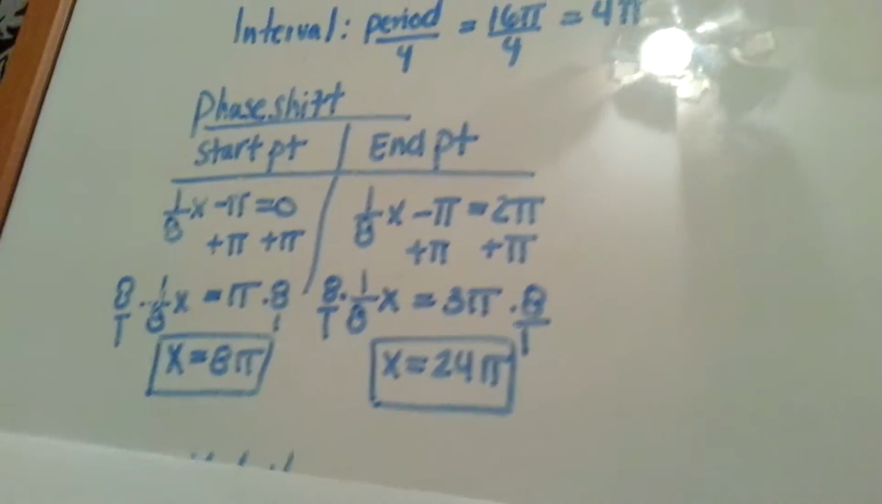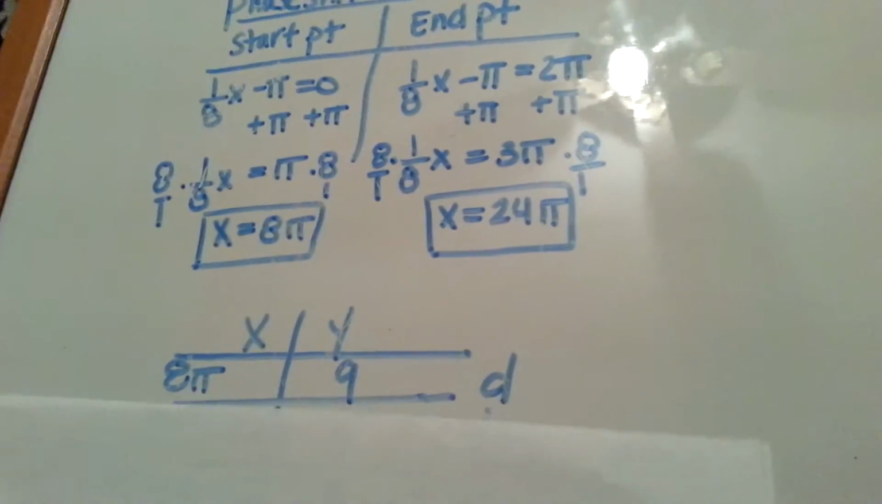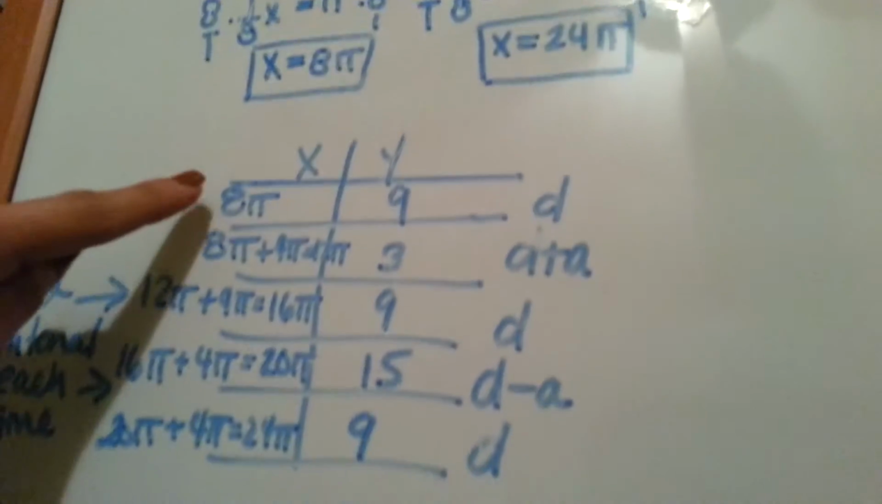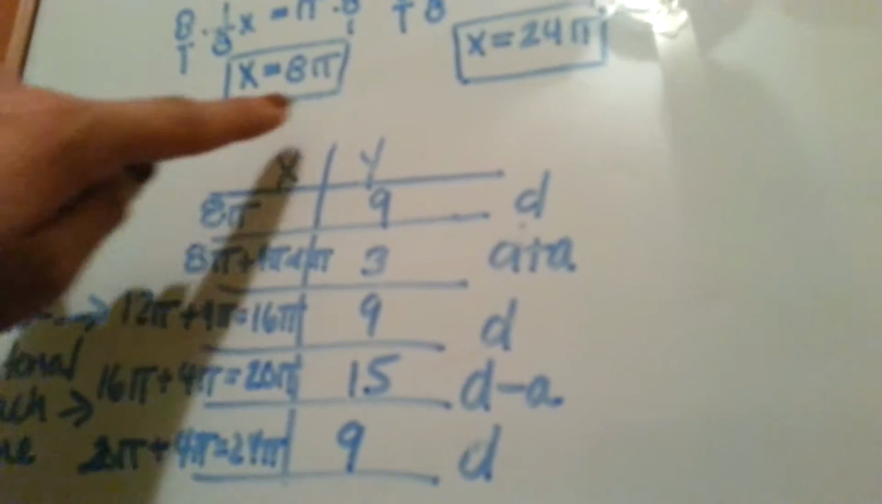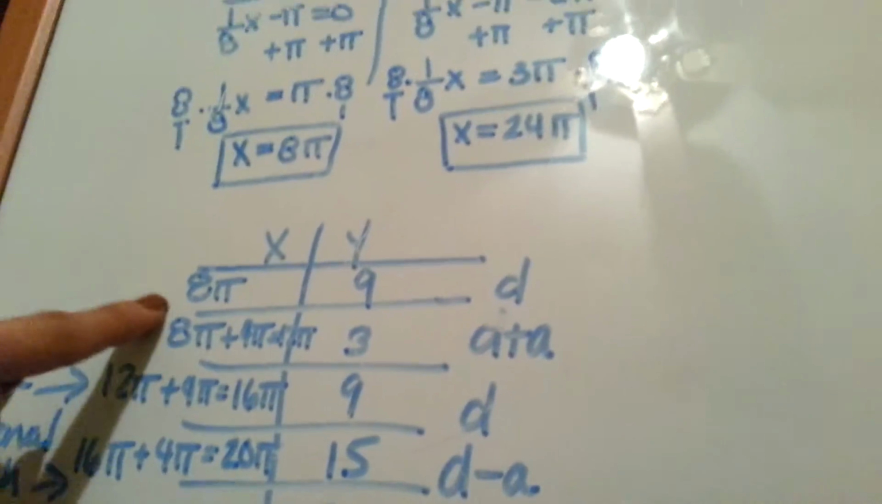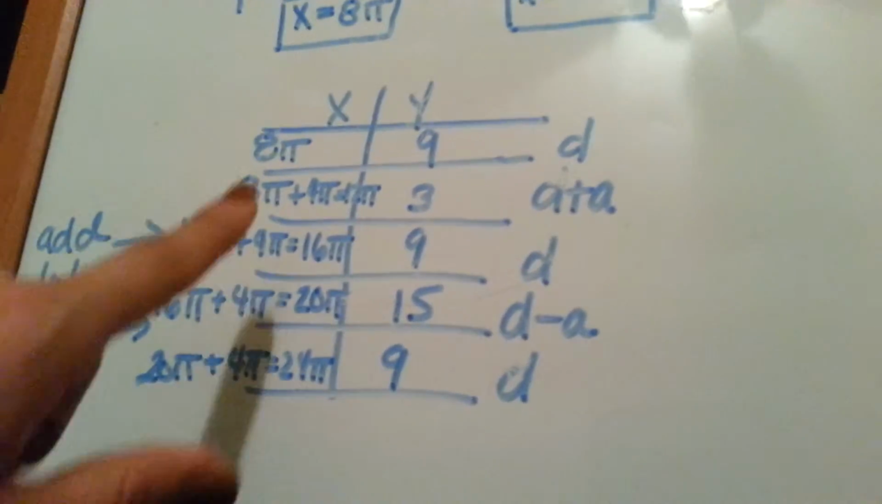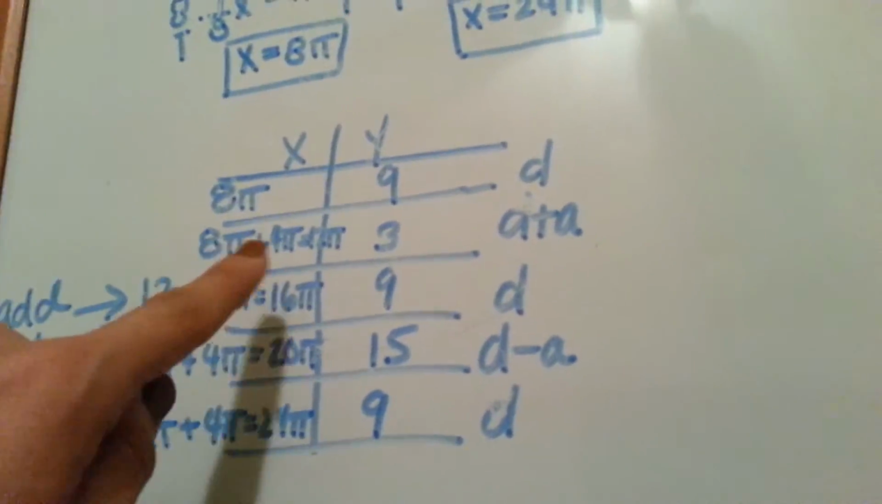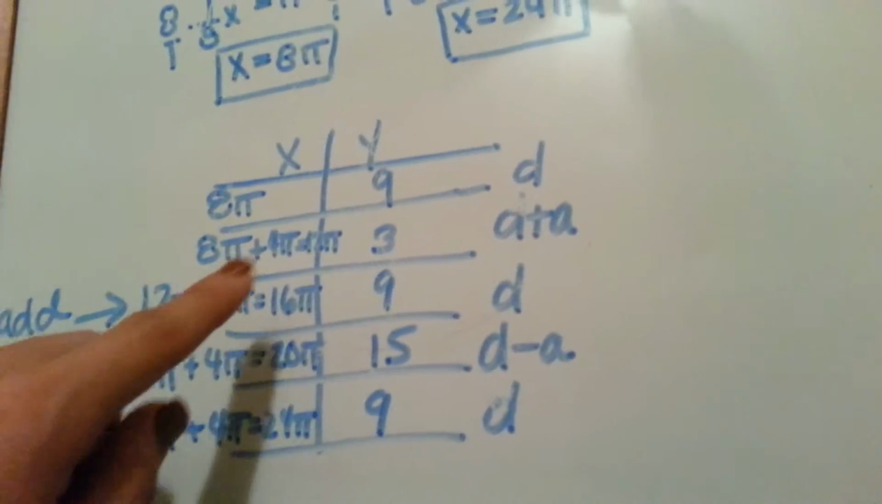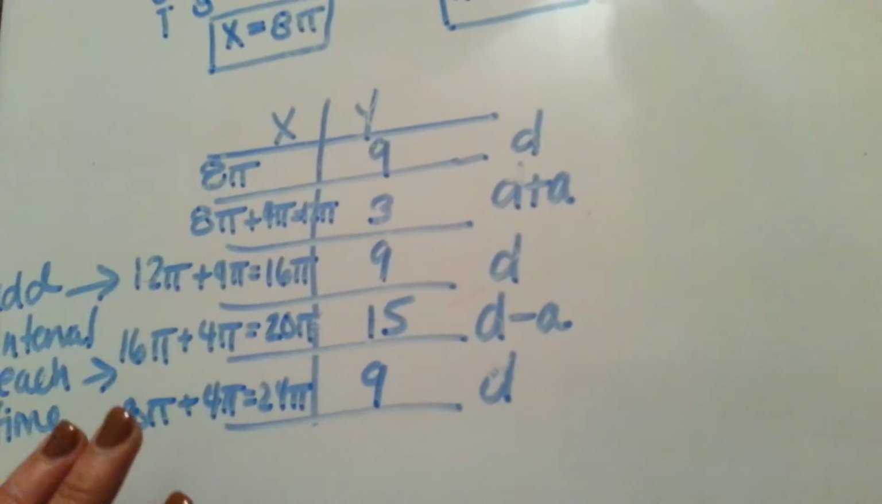Then we're going to go ahead and do a chart with our x and y. We're going to do our chart starting off with 8 pi. 8 pi is our starting point. And then we're going to add our interval each time as we go down the chart. And our interval in this case was 4 pi. So then we would do 8 pi plus 4 pi, and it would go to 12 pi, and keep on doing it throughout the chart.